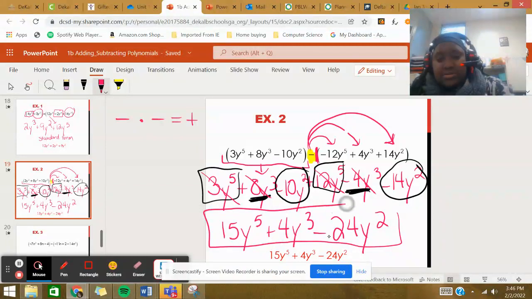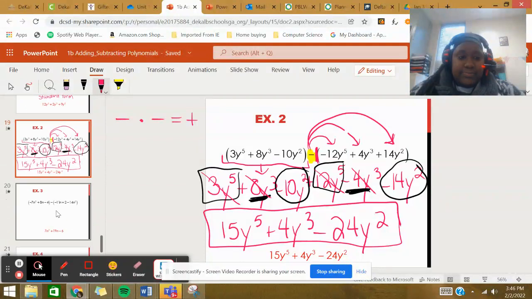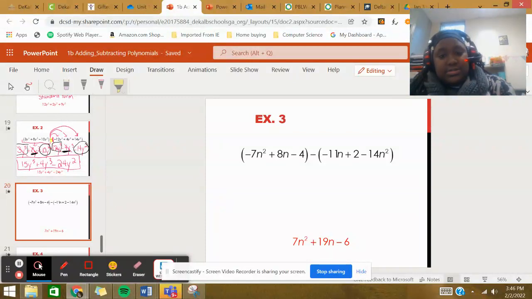And again, we are on the note page that we did the other day when we went over the polynomial vocabulary. Pause the video at this time to copy down this example. All right. Example number 3. Again, we are subtracting. The reason I know is because I see a subtraction sign in the middle.